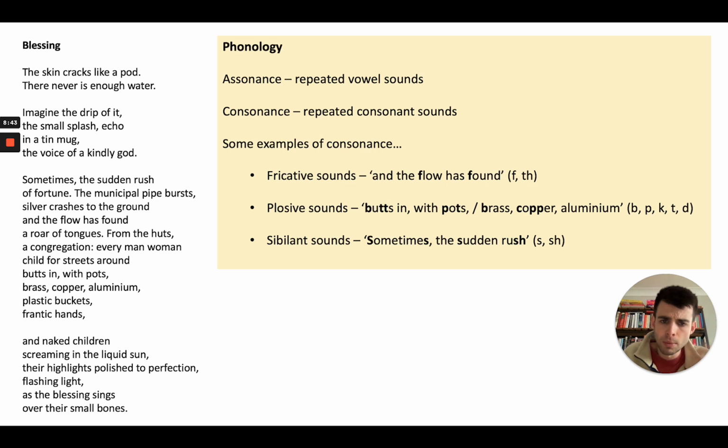Consonance, of course, is repeated consonant sounds. Now, there are some more specific ones, I'm not going to go into all of them because there are lots, but there are three that you might be able to draw on as you think about poems in the anthology and in Unseen. Here are three examples of consonants. So they're subsets of consonants. They come under that broad category. So fricative sounds are f sounds, all right? And that's found in the poem where it says, and the flow has found. Now, a note here, because you might think, well, how on earth do I work out what the specific effect of the flow has found and the repeated f sound is?